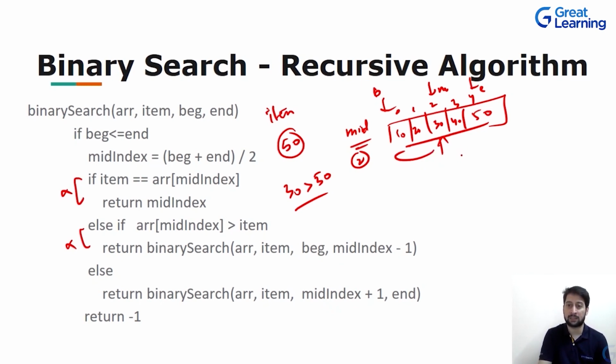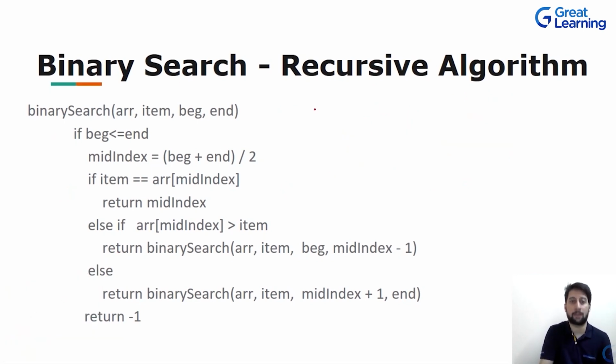index plus 1, which is nothing but this. So this will be our new beginning, and our process will start moving. Then the same thing will happen unless and until this condition is false. Okay, so this is how binary search works when you're using recursion.